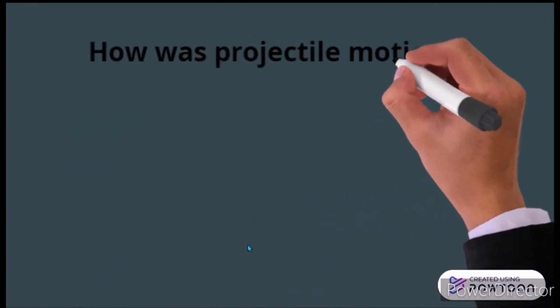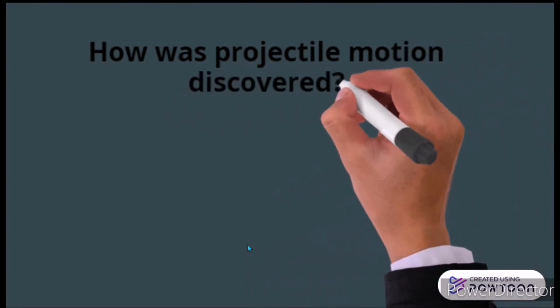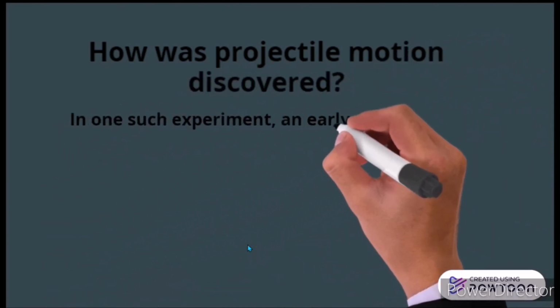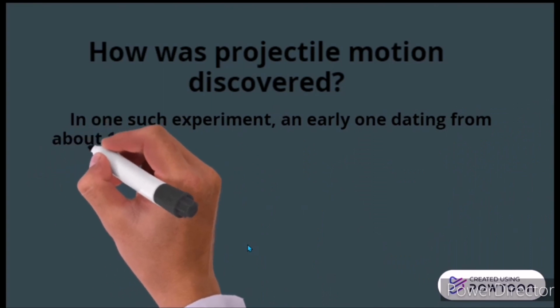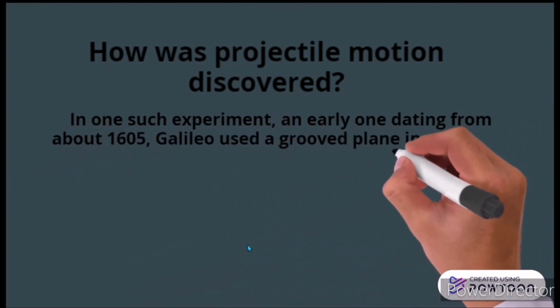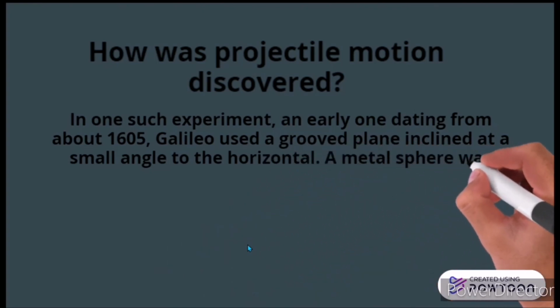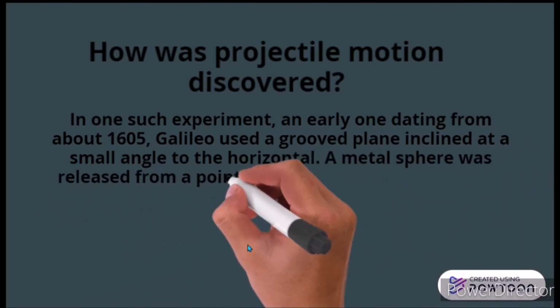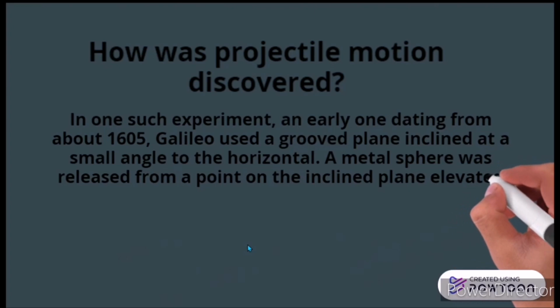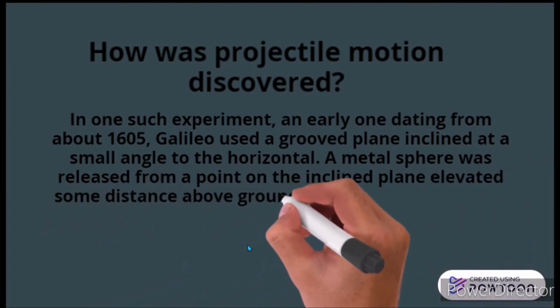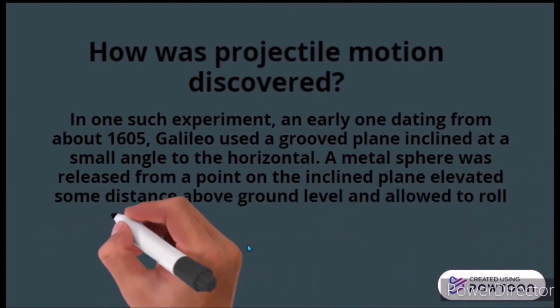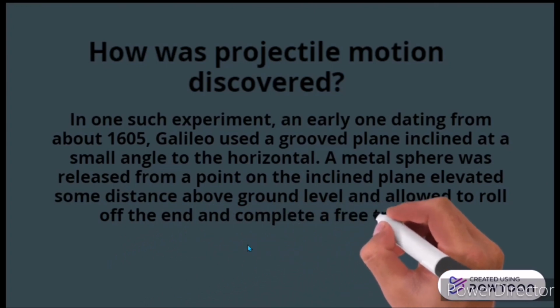How was projectile motion discovered? In one such experiment, an early one dating from about 1605, Galileo used a grooved plate inclined at a small angle to the horizontal. A metal sphere was released from a point on the inclined plane elevated some distance above ground level and allowed to roll off the end and complete a free trajectory.